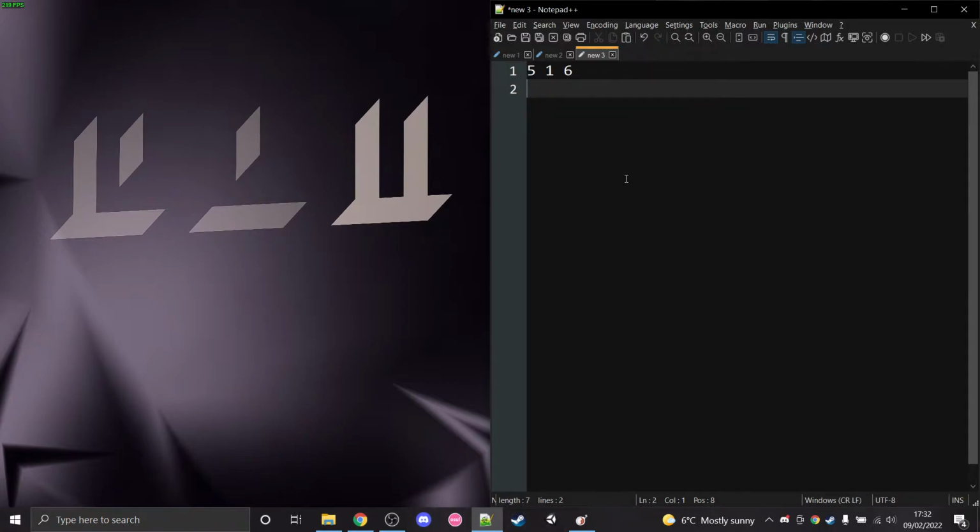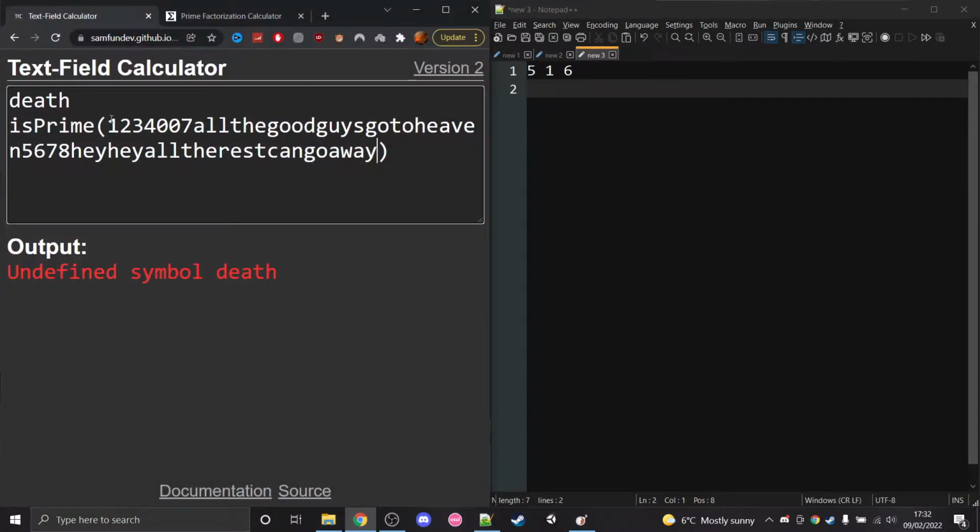This number is represented in base 15, and we need to convert it to base 10. So in order to do that, what we're going to do is get our calc.